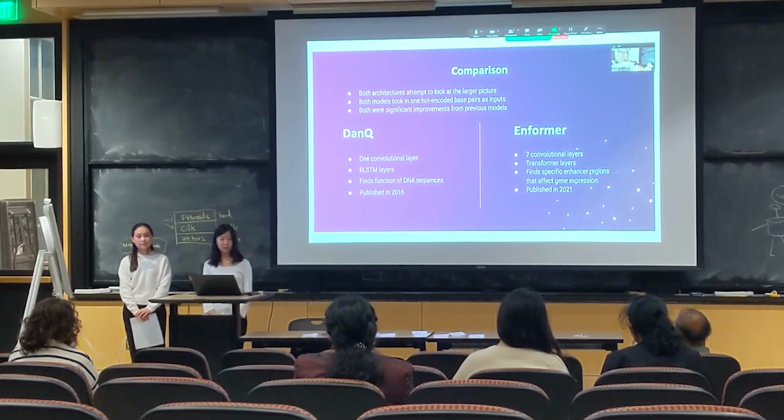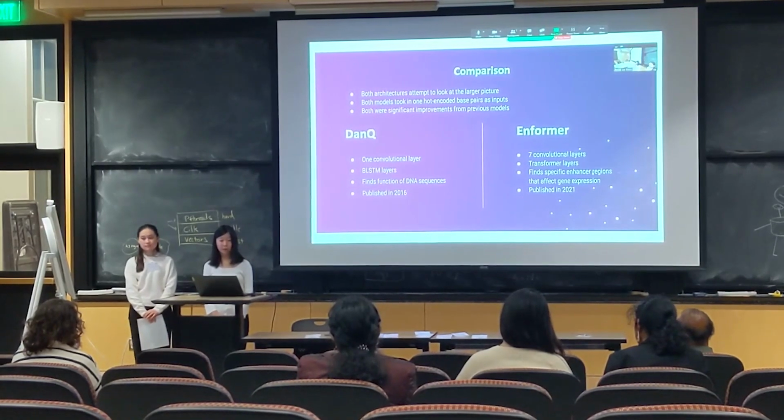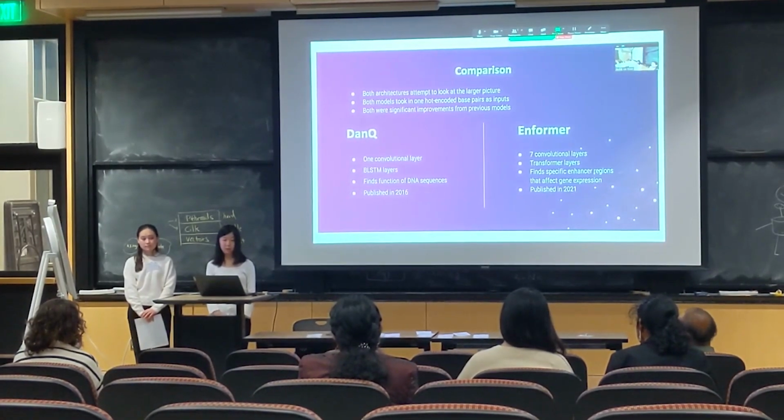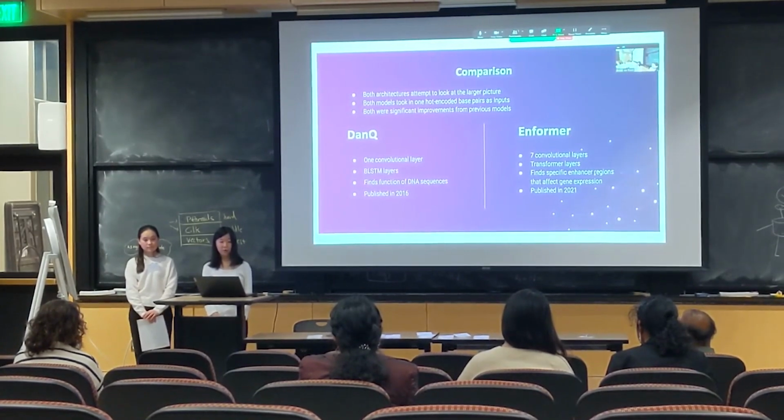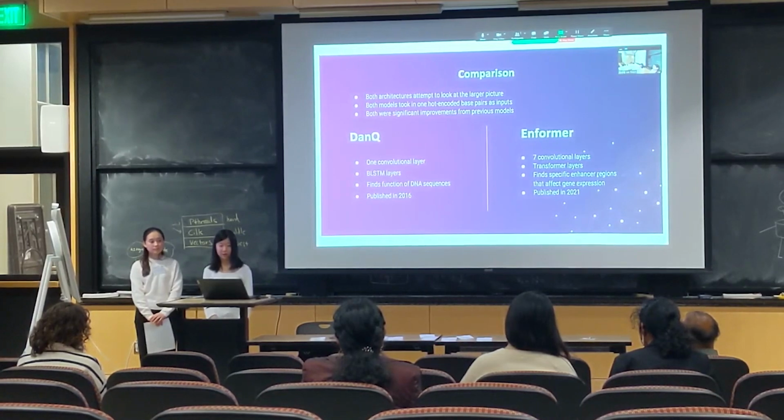This makes sense because Informer is a much newer model that was conducted in 2021, while DanQ was published in 2016. Overall, DanQ and Informer are both frontline architectures that can help find how non-coding DNA affects gene expression.